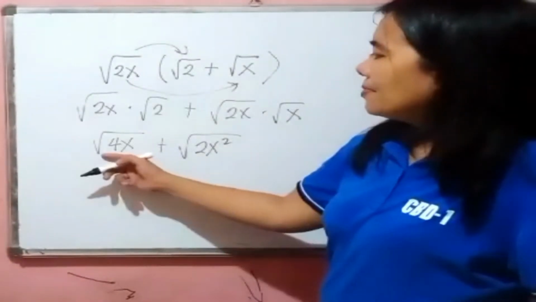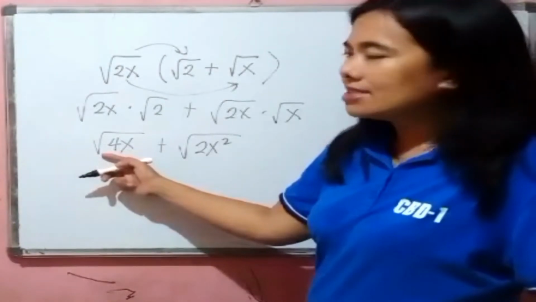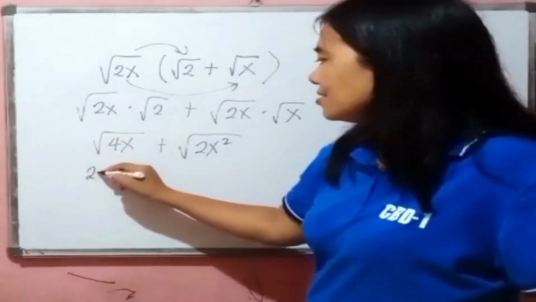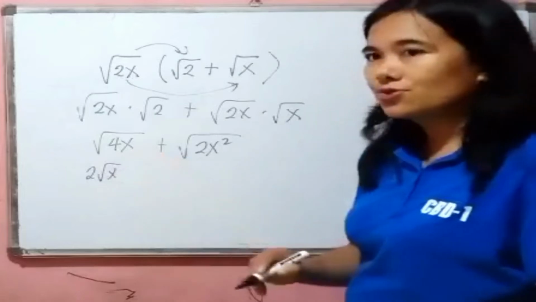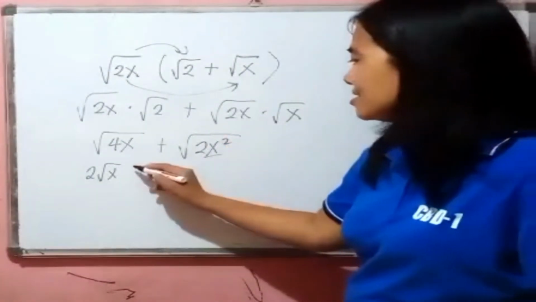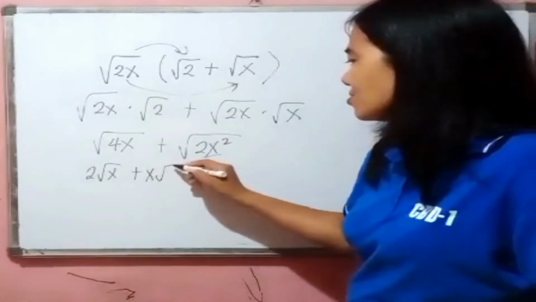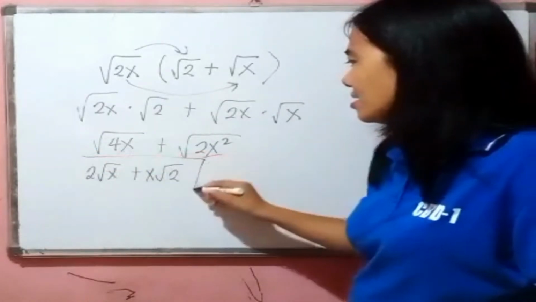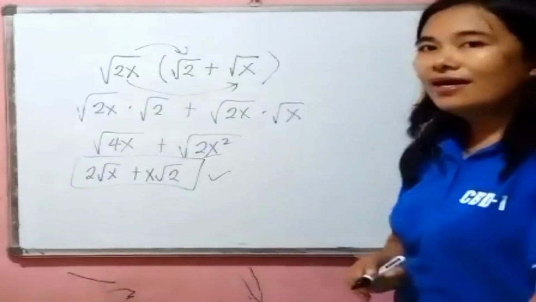Yun. Perfect square tong 4. Diba? So, kailangan mo siyang ilabas. Yun. The square root of 4 is 2. Dito, perfect din tong x squared. Kakalabas yung isa. Okay? So, x square root of 2. And here is your final answer.